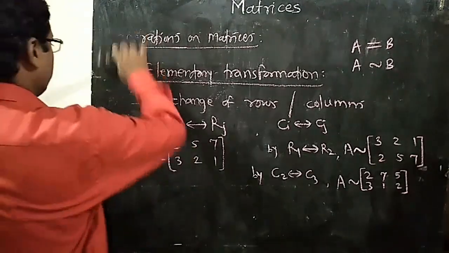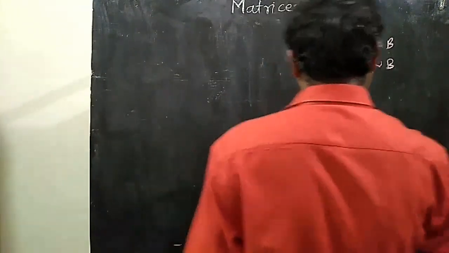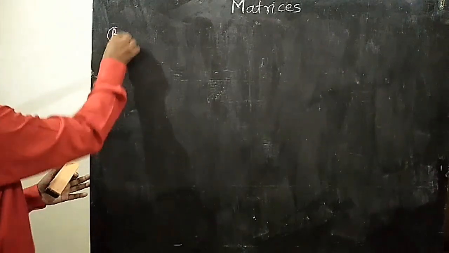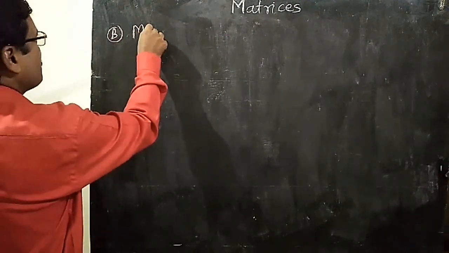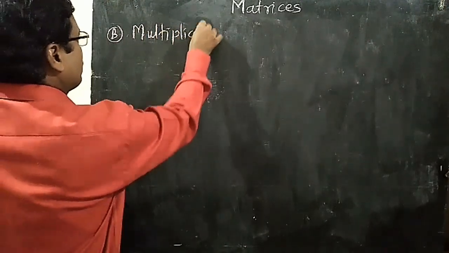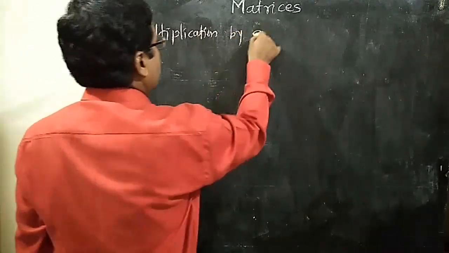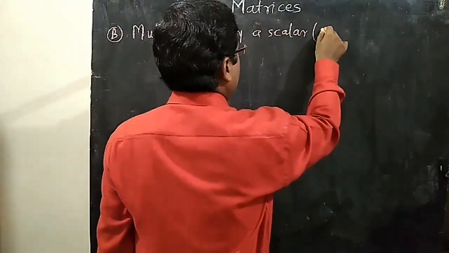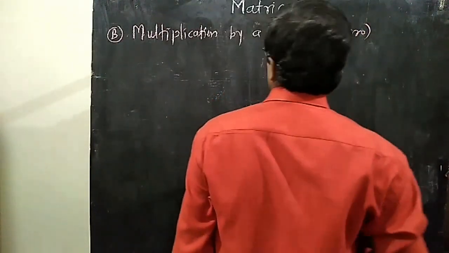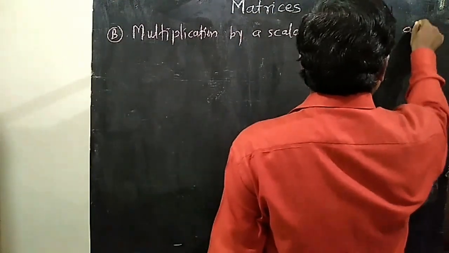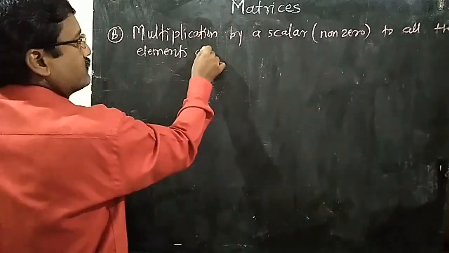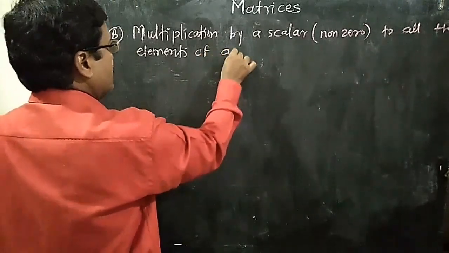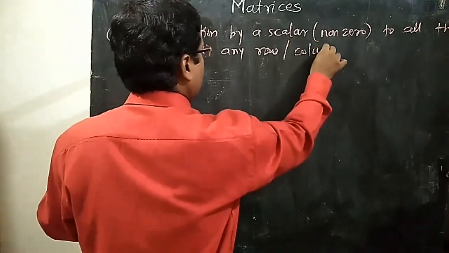Let us see the second elementary transformation. That is the multiplication by a scalar, obviously non-zero, to all the elements of any row or column.